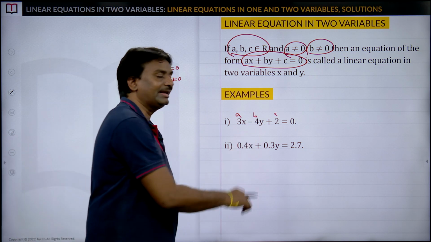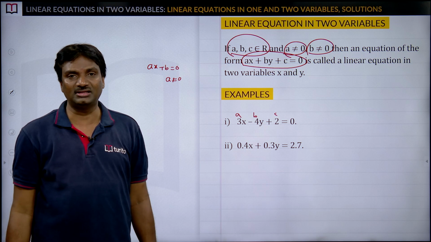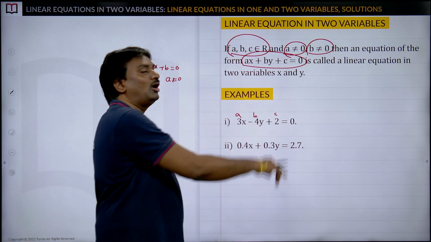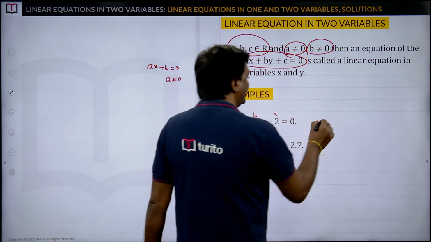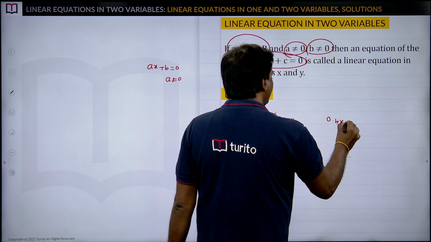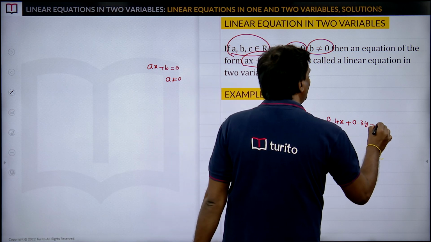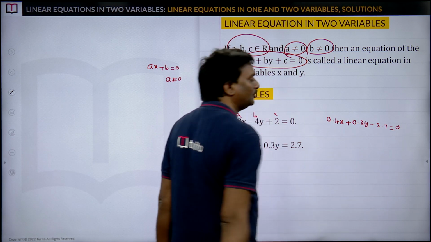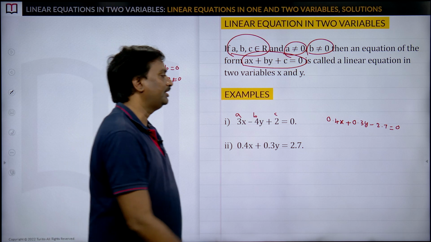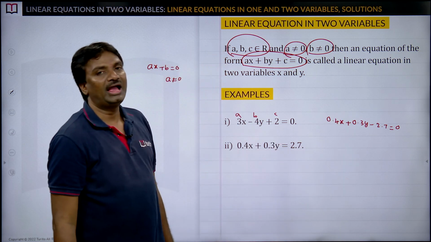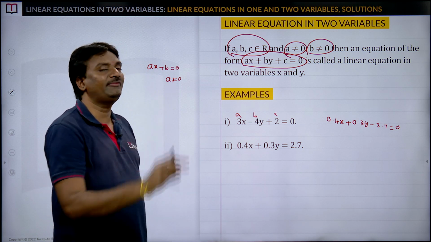Here we have a doubt. In the second example, we have the equation 0.4x plus 0.3y equal to 2.7, but that is not in the form of ax plus by plus c equal to 0. Very simple. Just take 2.7 to this side: 0.4x plus 0.3y minus 2.7 equal to 0. Now, this equation is exactly in the form of ax plus by plus c equal to 0, with a equal to 0.4, b equal to 0.3 and c equal to minus 2.7. So, any equation of the form ax plus by plus c equal to 0.